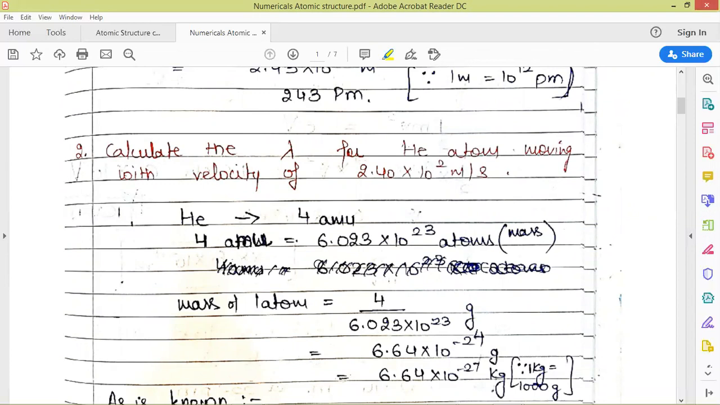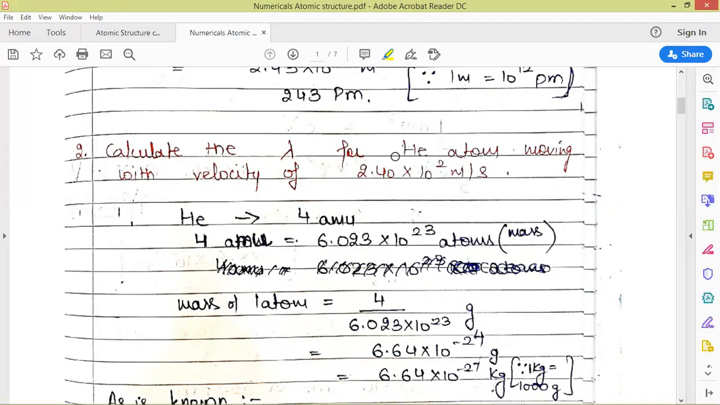The second question is: calculate the lambda for the helium atom. Here it is mentioned that the atom we are talking about is helium. So we have to calculate the wavelength for a helium atom moving with a given velocity. For wavelength, the formula is again lambda = h upon mv. For the calculation, we need to know the value of Planck's constant, which we have already memorized. We know the value of velocity v, and one thing which is left is m.